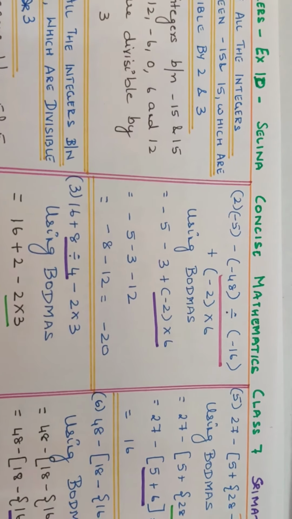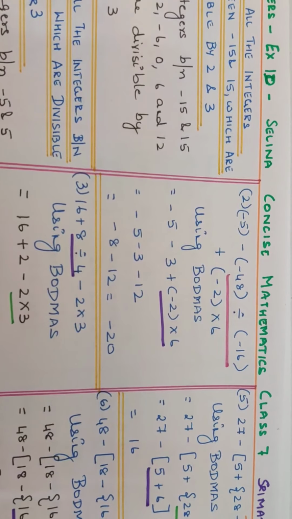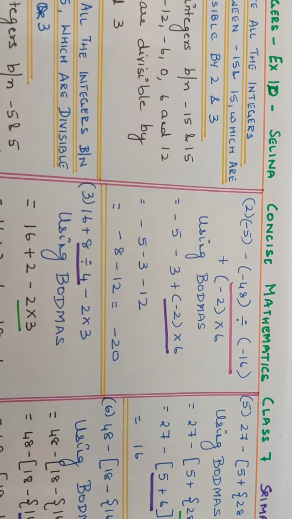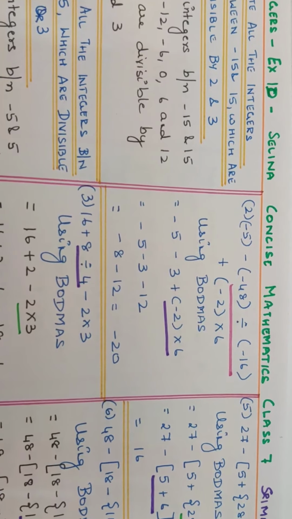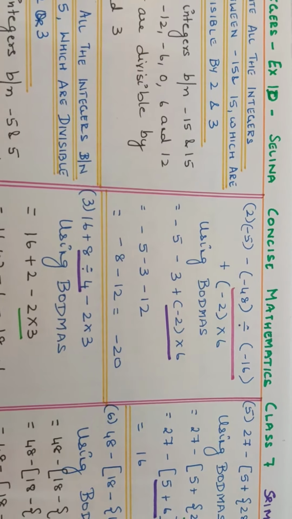The second one, minus 5 minus 40 minus of minus 48 divided by minus 16 plus of minus 2 into 6. According to BODMAS, first we need to do division. I do a division and I get minus 5 minus 3 plus of minus 2 into 6. So minus 2 into 6 is minus 12. Therefore, the expression becomes minus 5 minus 3 minus 12. Therefore, it becomes minus 8 minus 12. The answer is minus 20.